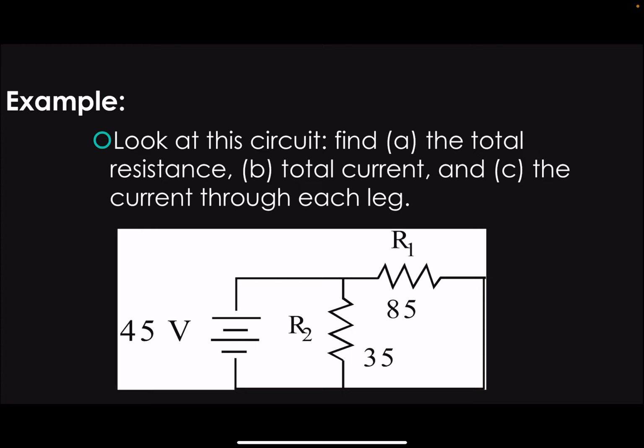So let's look at this. We have a 45 volt source and we have two resistances, 85 and 35. Let's find the total resistance, total current, and the current through each leg.